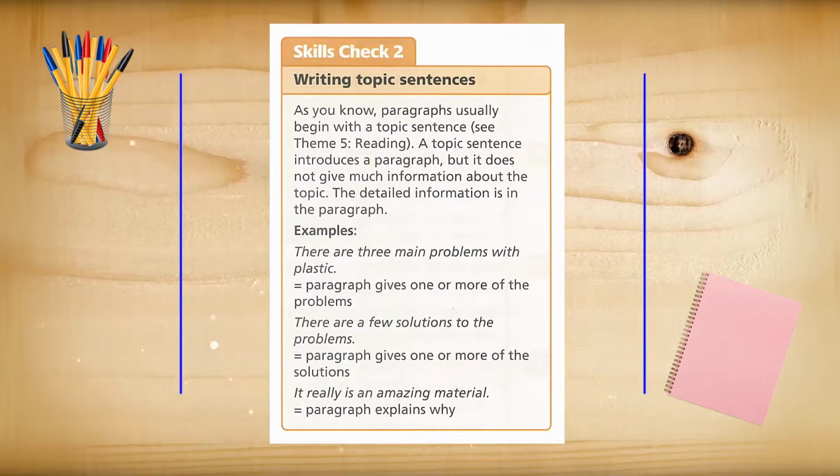Let's start with the first one on the screen for you. Skills check 2, writing topic sentences. As you know, paragraphs usually begin with a topic sentence. A topic sentence introduces a paragraph, but it doesn't give much information about the topic. The detailed information is in the paragraph. Examples: there are 3 main problems with plastic. Paragraph gives one or more of the problems.